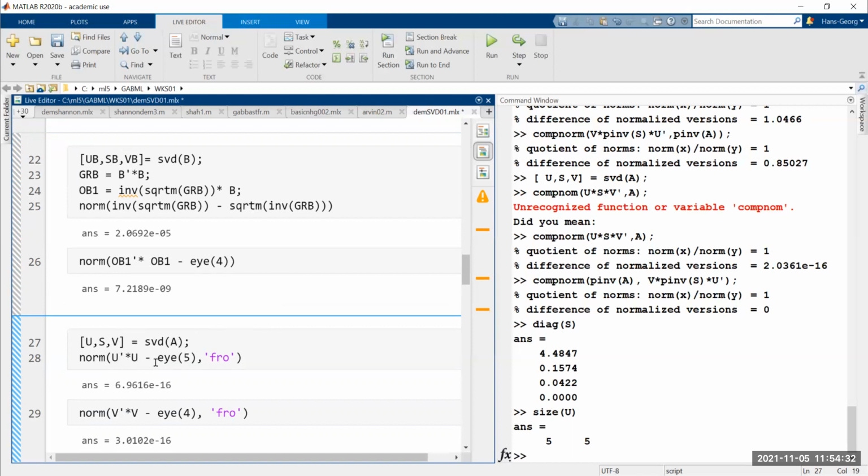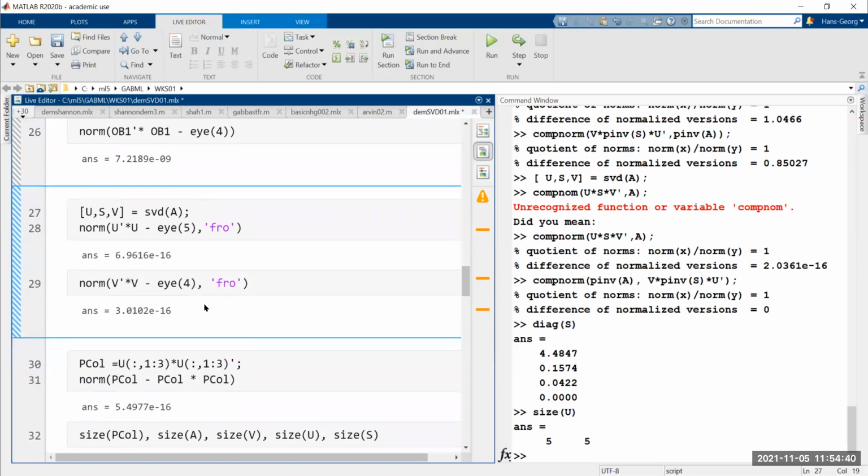And this is a 5 by 5 matrix because it's the target space of our operator A, compared with a unit matrix. And it turns out, yes, this is the identity. The same holds for the orthonormal system described in the V space. That's the domain of the matrix A, and everything is fine.